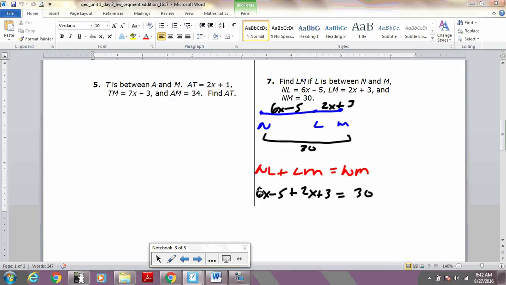Combine 6x and 2x, you get 8x. Minus 5 and plus 3, you get minus 2. Bring down 30. Add 2 to each side, you get 8x is equal to 32. Divide both sides by 8, and you get x is equal to 4.